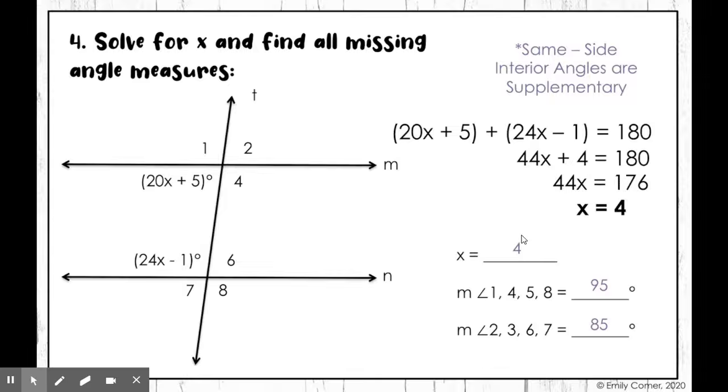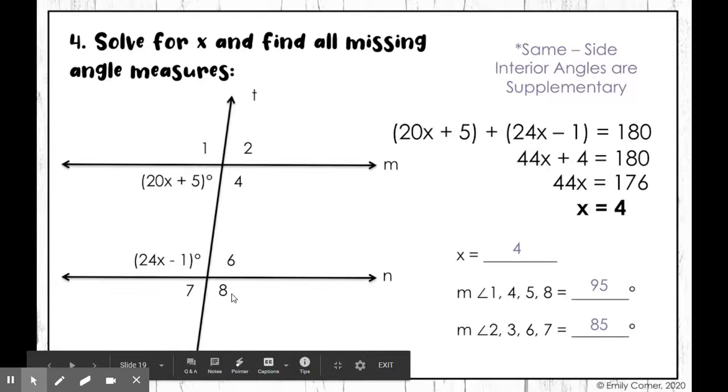Now that I know that x is 4, I'm going to substitute that number back in place of x. 20 times 4 is 80. 80 plus 5 is 85. So we have 85 here. 4 times 24, that's 80 plus 16, that is 96. 96 minus 1 is 95. So now we can use the fact of supplementary angles as well as vertical angles to fill in the blanks of all these other missing parts.